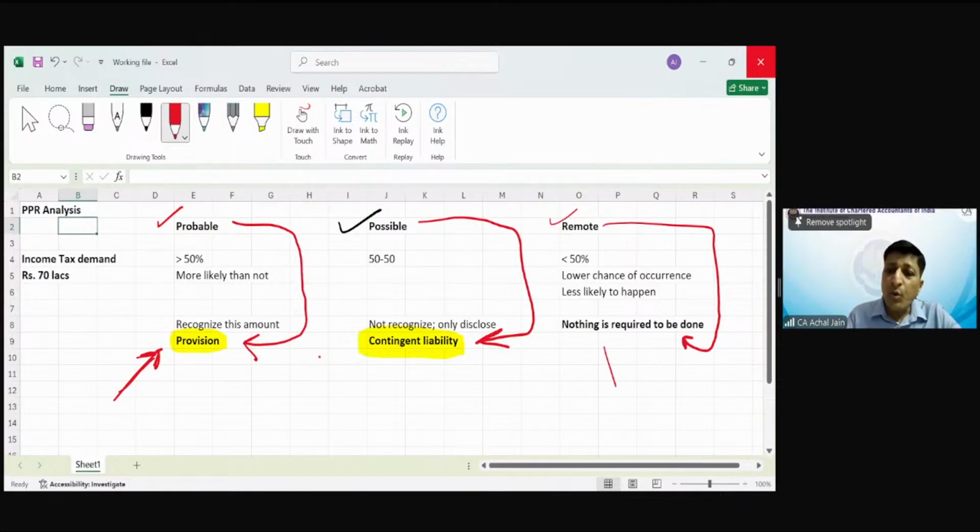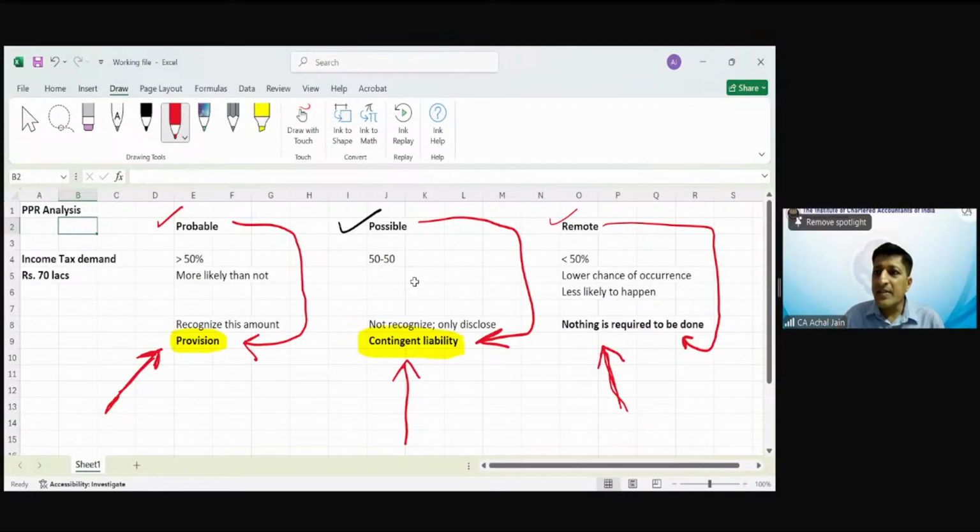Similarly, when you go to remote, you are saying chances of winning are very high, losing are very low. So that's why you are not doing anything. When you go to possible, you are saying chances of winning and losing both are equal. So that's why you are disclosing a contingent liability. So they are all linked to each other. The moment you say winning is low, that means losing is high. The moment you say losing is low, that means winning is high. Clear?